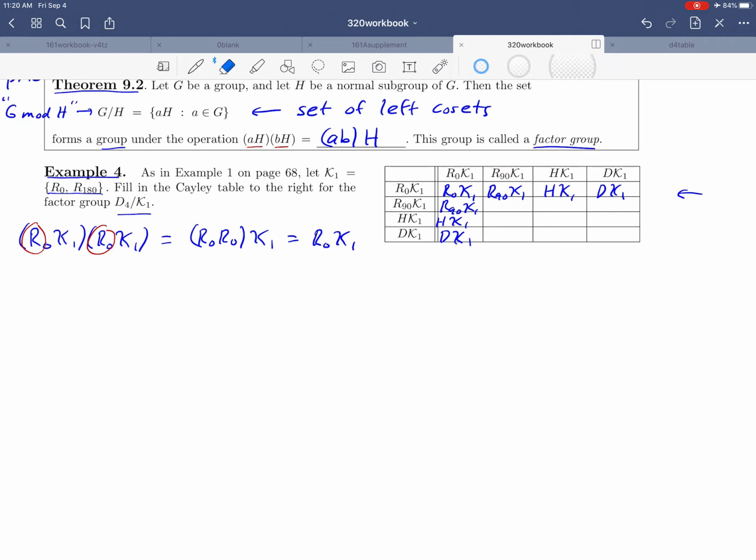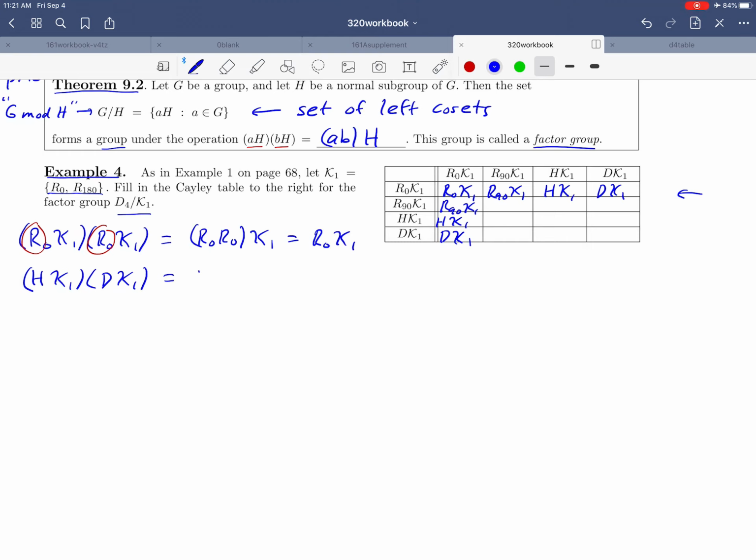Let's do another couple of calculations together. Remember, the goal here is just to fill in this entire Cayley table that we have here. What if we took maybe the coset H times K1 times D times K1?